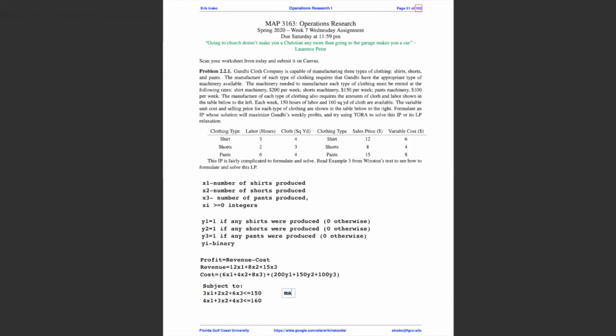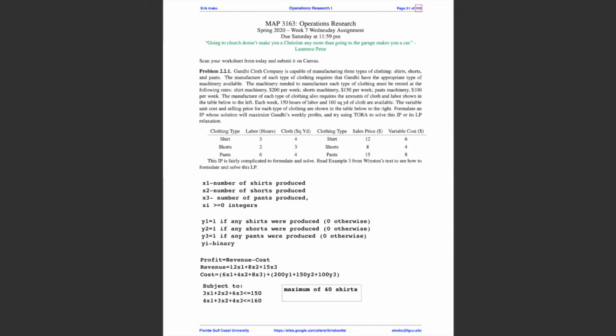So the easiest way to do that would be to substitute zeros for all of the other variables. So in the first case, we're going to have 3x1 less or equal to 150 and 4x1 less or equal to 160, which would give you a maximum constraint of 40 shirts.